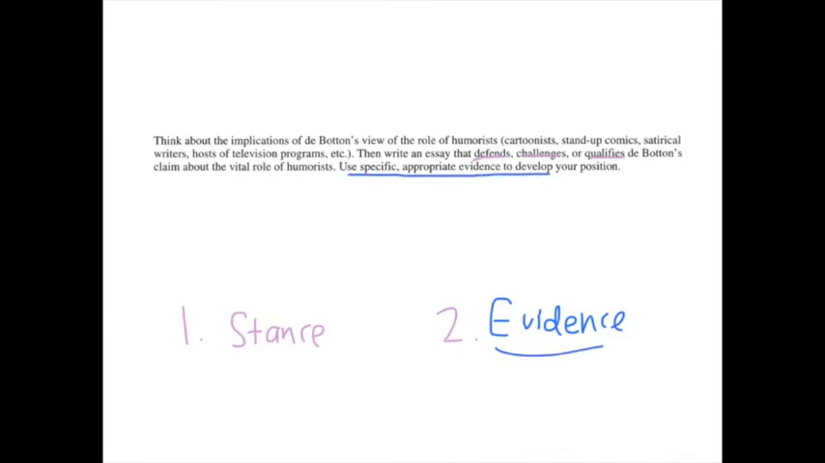So this is the part that's going to ask you to do those two things that we talked about in the previous video. One is to take a stance, and two is to use specific evidence to back that assertion. So here I'm going to underline in purple the part about taking a stance. Remember those three things: defending, challenging, or qualifying. And then here in blue, it asks you to use specific and appropriate evidence to develop your position. So you know that you're going to be asked to think about the implications of Botton's view on the role of humorists, but you're taking your own information and putting that into an essay that reflects your own feelings about the subject.